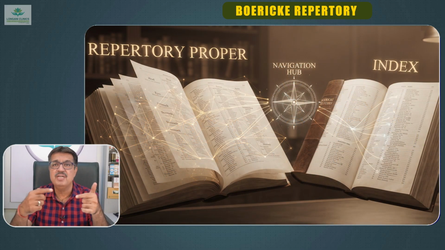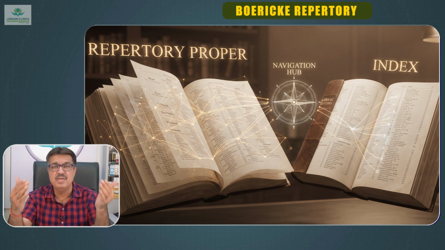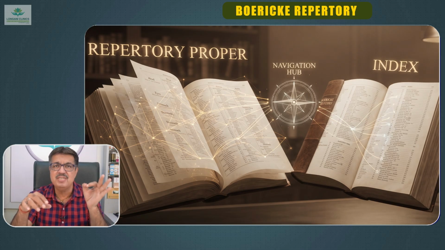The repertory contains more than 1400 remedies and is divided into two major sections, the repertory proper and the extensive index. The index greatly facilitates the search for rubrics and makes the repertory extremely user-friendly.